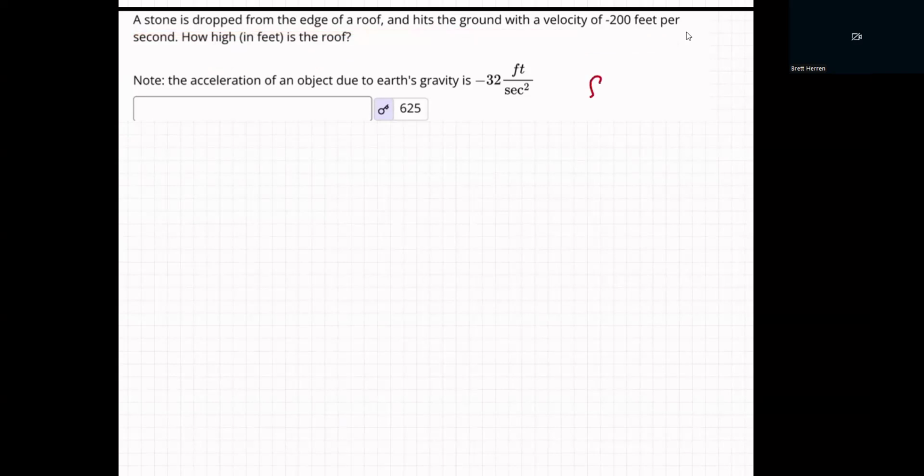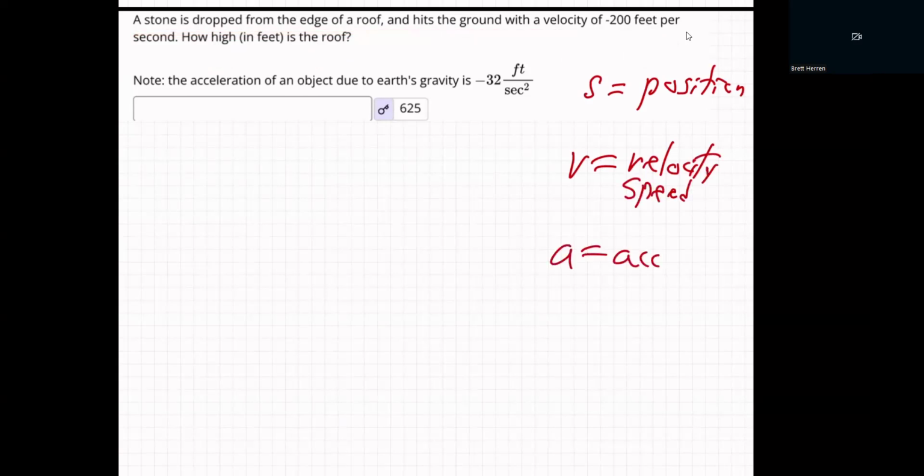We know that S, which is position, that's position. I don't know why we use S for that, but we do. V is velocity or speed, and A is acceleration.